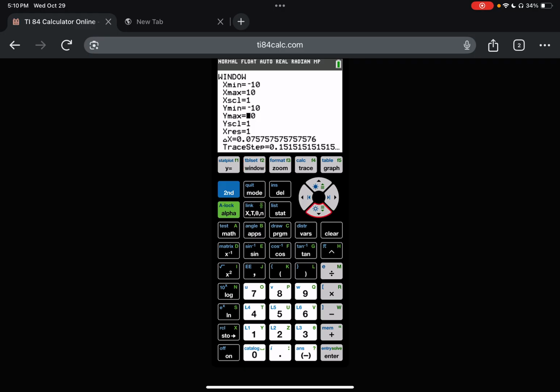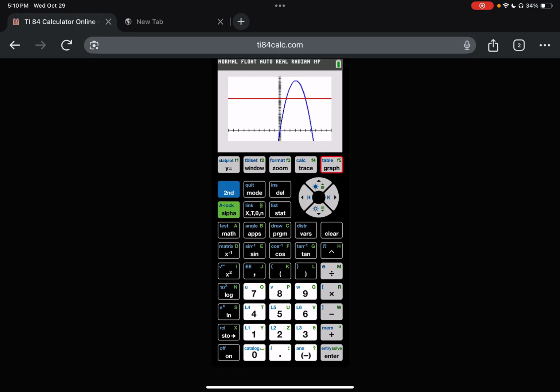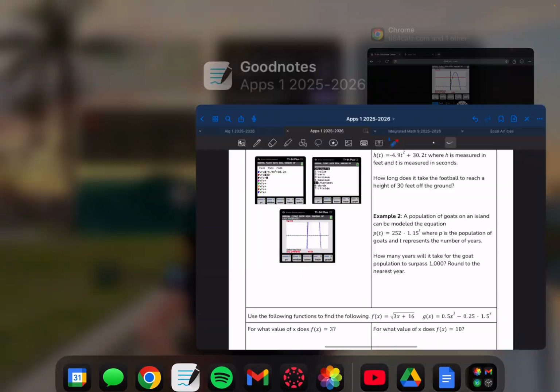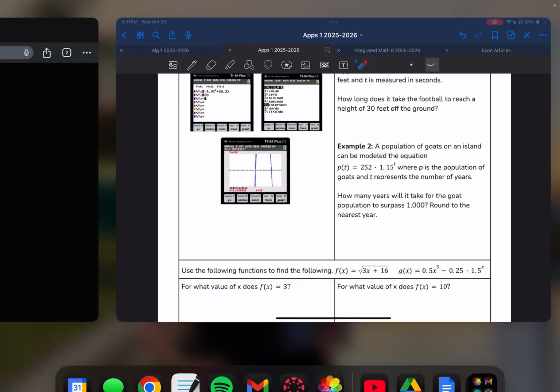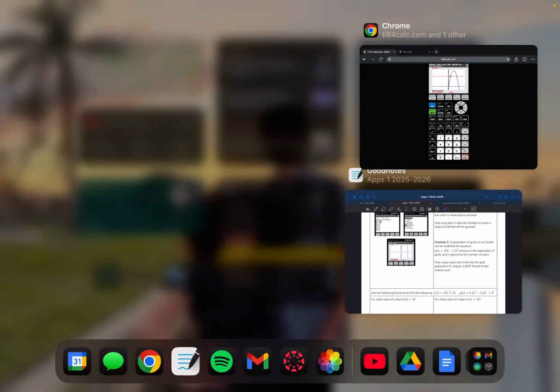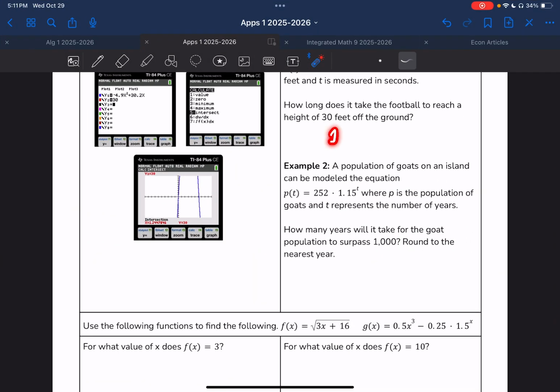So let's change our window. I'm going to change my y max to be 50. And you see that's a lot better. And so now if we want to figure out how long it takes the football to reach that height, we do second intersect, and we go over there, we hit enter, enter, enter. We see it takes 1.24 seconds. 1.24? Yes. 1.24 seconds to reach that height.